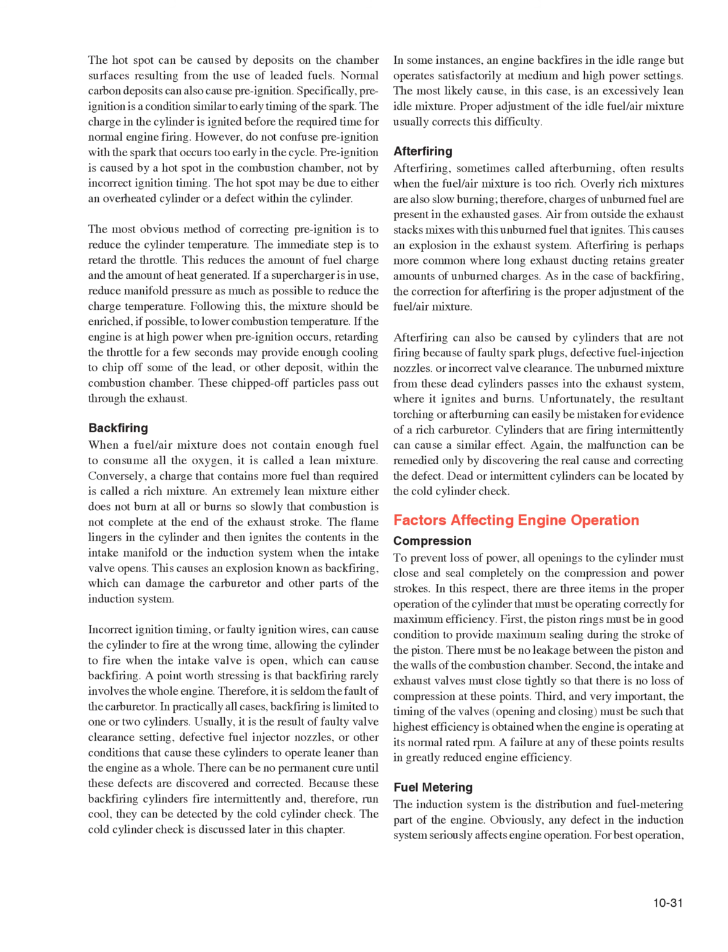Factors affecting engine operation: compression. To prevent loss of power, all openings to the cylinder must close and seal completely on the compression and power strokes. In this respect, there are three items in the proper operation of the cylinder that must be operating correctly for maximum efficiency. First, the piston rings must be in good condition to provide maximum sealing during the stroke of the piston. There must be no leakage between the piston and the walls of the combustion chamber.